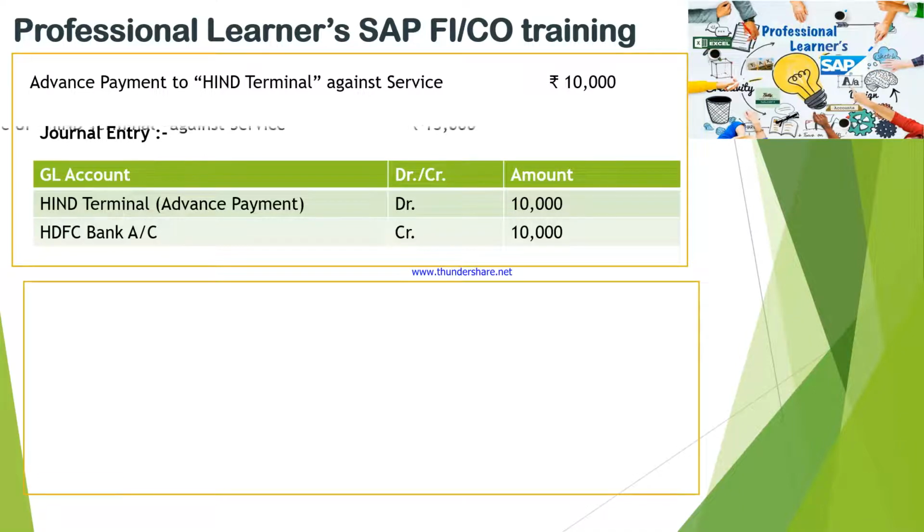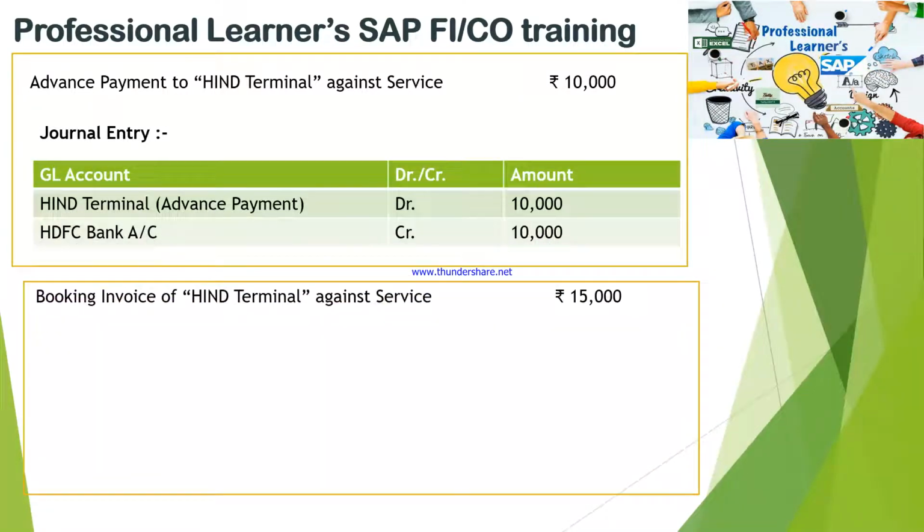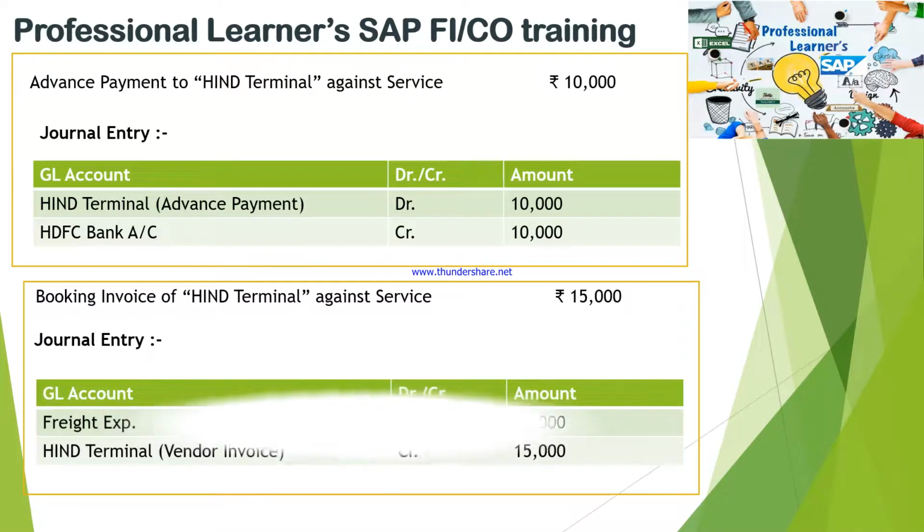Then moving ahead, the next transaction would be your booking invoice of internals against some services. So for example, the value is 15,000 and the journal entry would be your freight expenses, or whatever it is, a transportation agency. So freight expenses would be debited for 15,000 rupees and your internal vendor invoice will be credited. Okay. So now we have created the liability of internals in our accounting entry.